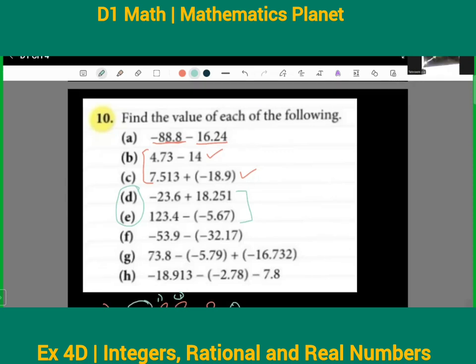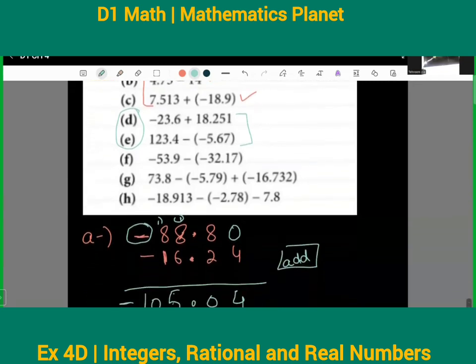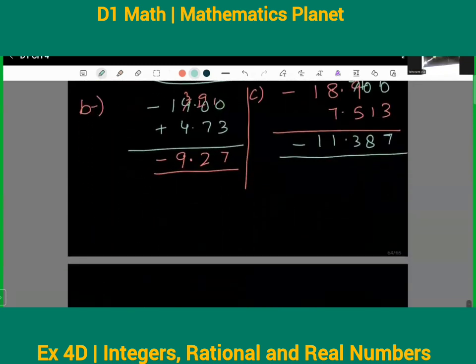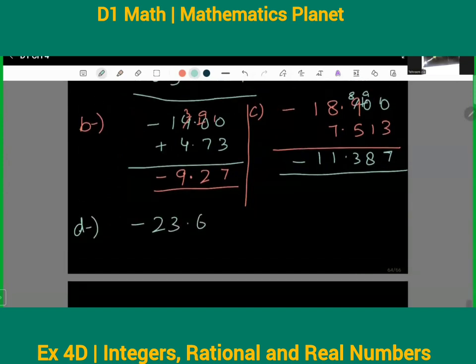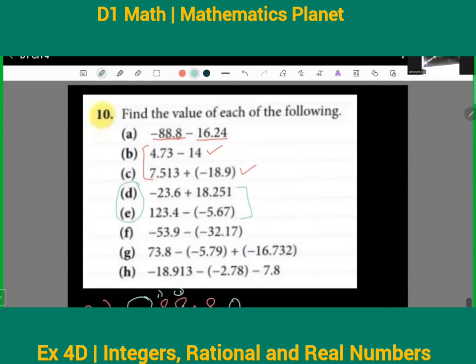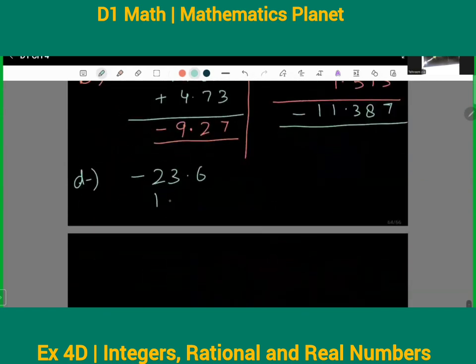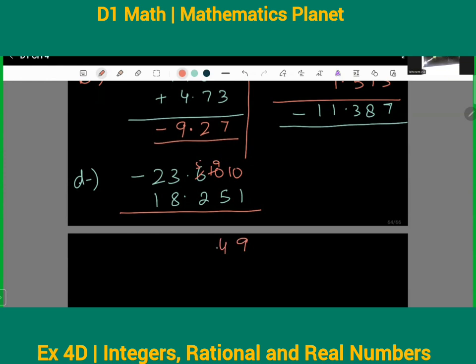Have you done D and E part? So let's do minus 23.6 and plus 18.251. So it's D part, minus 23.6 plus 18.251. For the extra places, I'm going to put zeros and plus minus is minus. So it would be 5, 9, 10 minus 1 is 9, 4, 3, 5. So minus 5.349 is our answer.